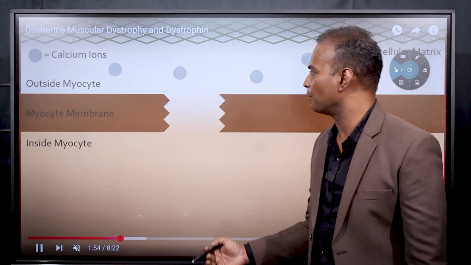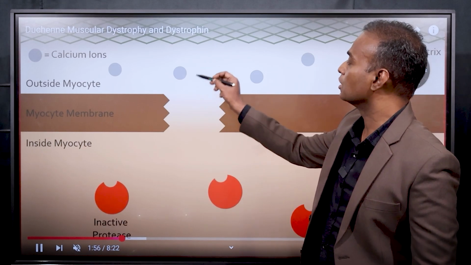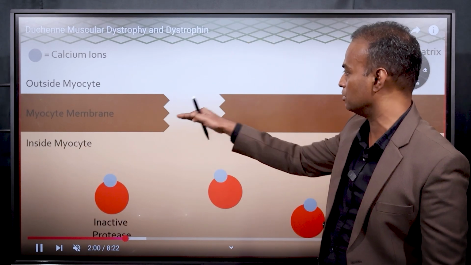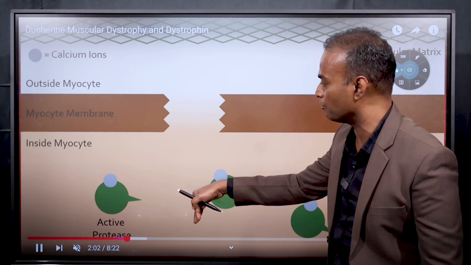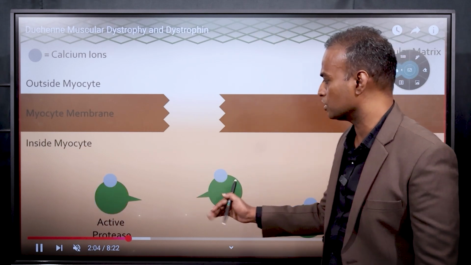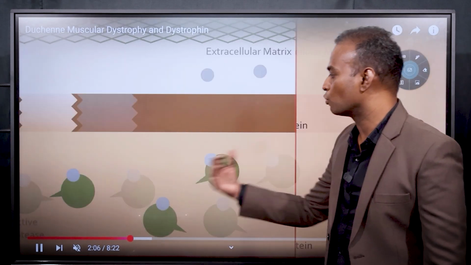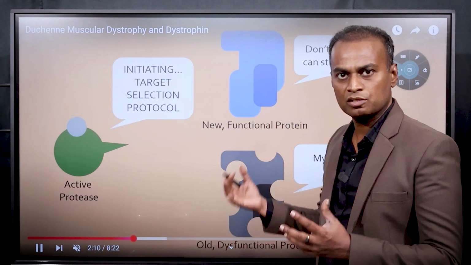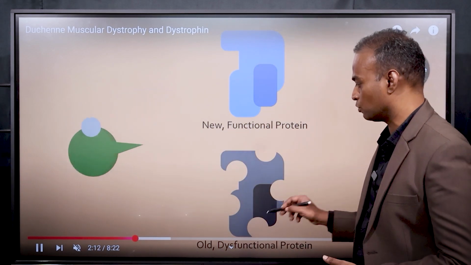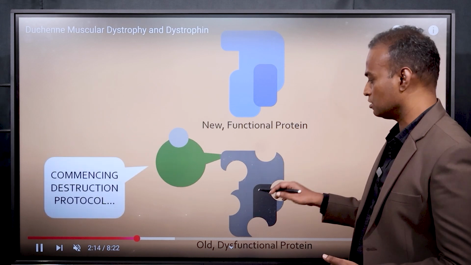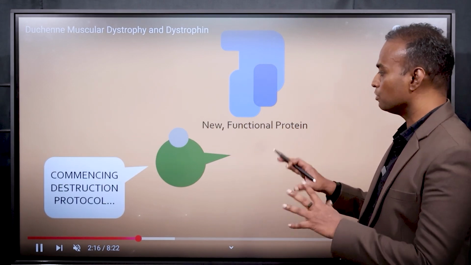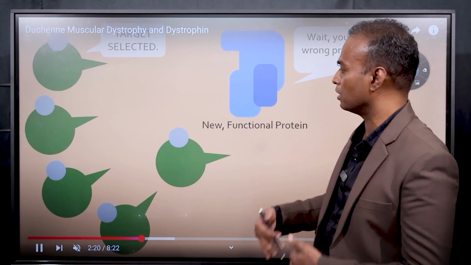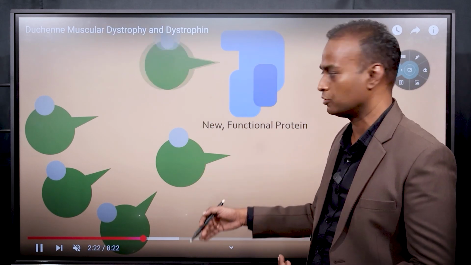An important thing that is going to happen: you can see these are the calcium ions. Because there is a discontinuation in the plasma membrane, they will easily come into the cell. Once they come into the cell, they will activate the proteases. The green ones are proteases. Normally they have to destroy the damaged proteins within the cells. If any protein is damaged, they remove it.